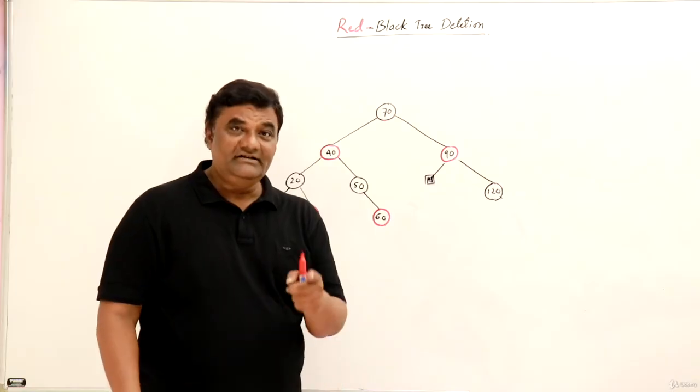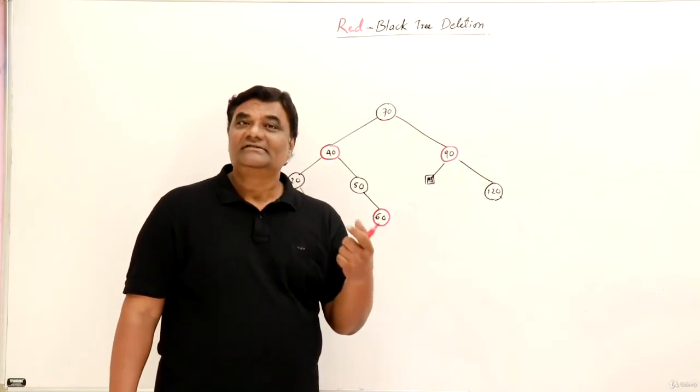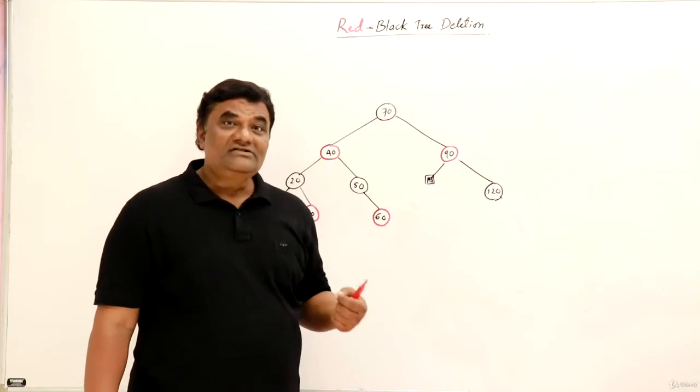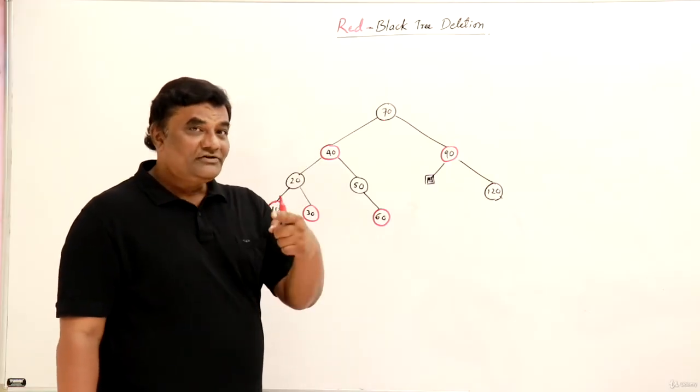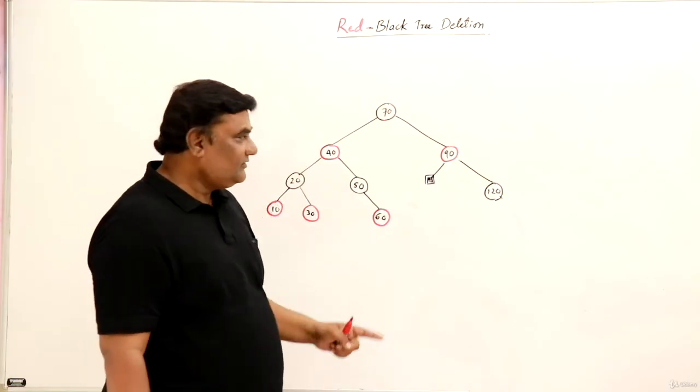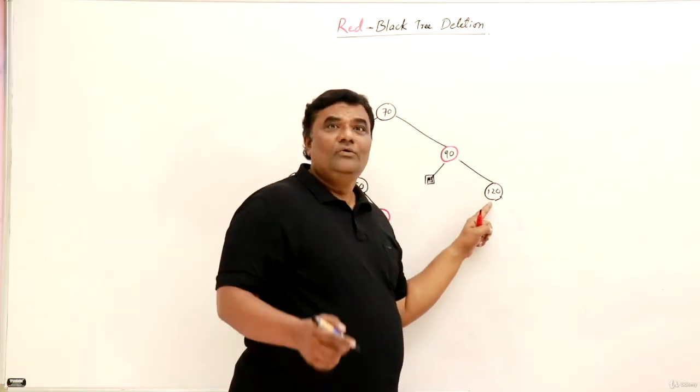Definitely it will not have any child. Null will be there and that null is double black. Now we have to adjust this double blackness. So as I said, you have to check for the sibling. Who is the sibling for this one? 120. What is the color?